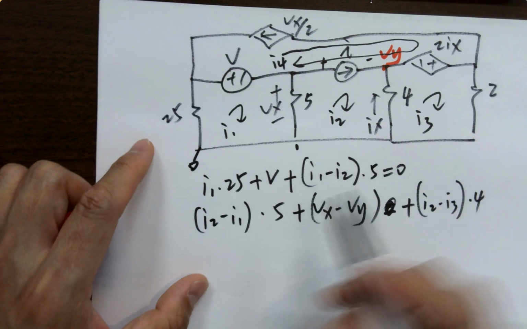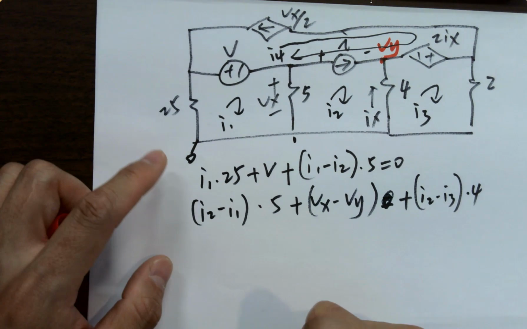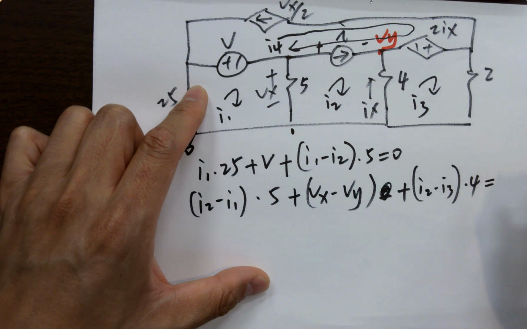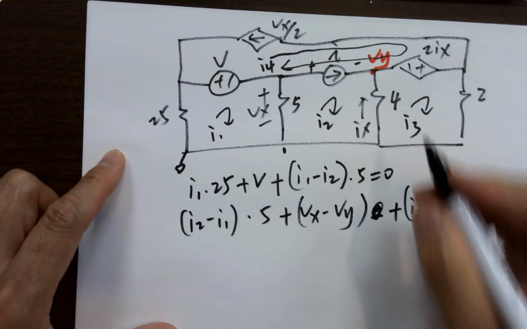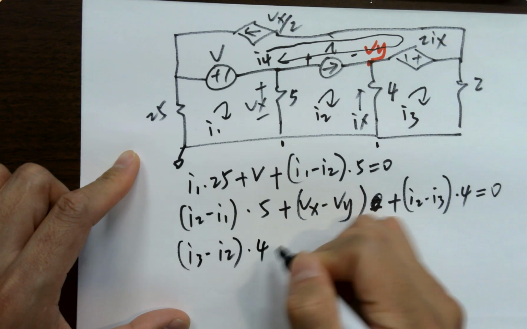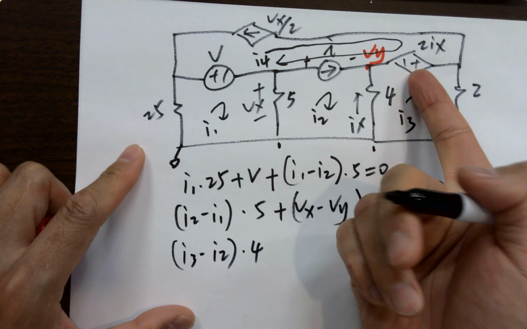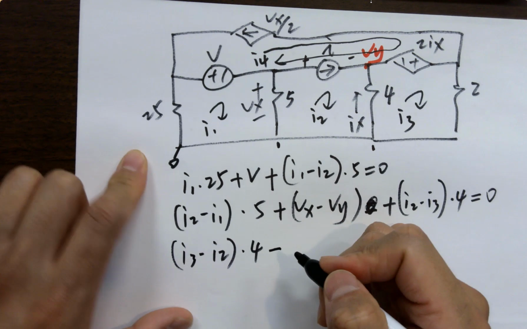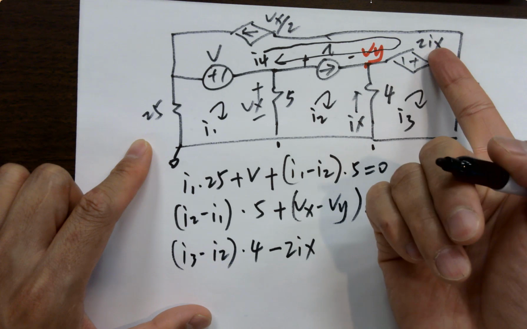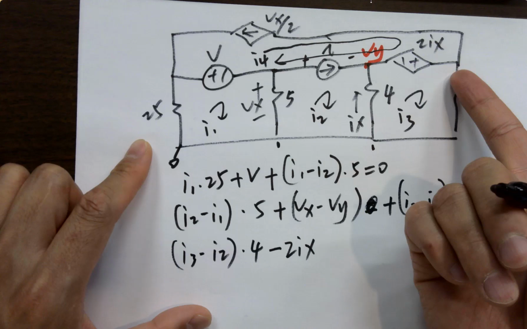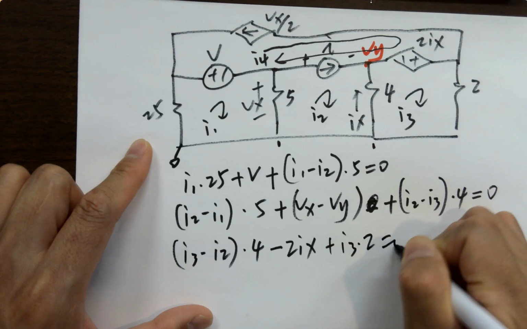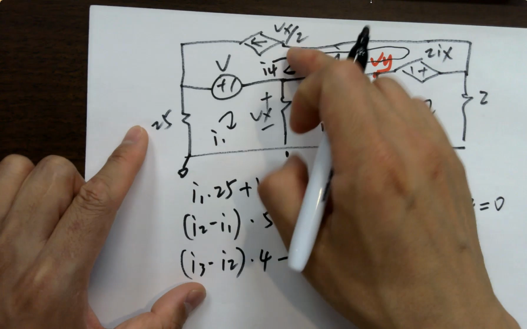Yeah, we will later, because we already introduced this variable here. We have to do it. I'll list another equation later, okay? Now let's just use the currents as much as possible. And this is 0. And now we start from here. We're getting I3 minus I2 times 4. And here's the current dependent voltage source, but we can directly write it down, which is a minus sign in front of it, 2ix. And here is I3 times 2. Okay, now we need another one.